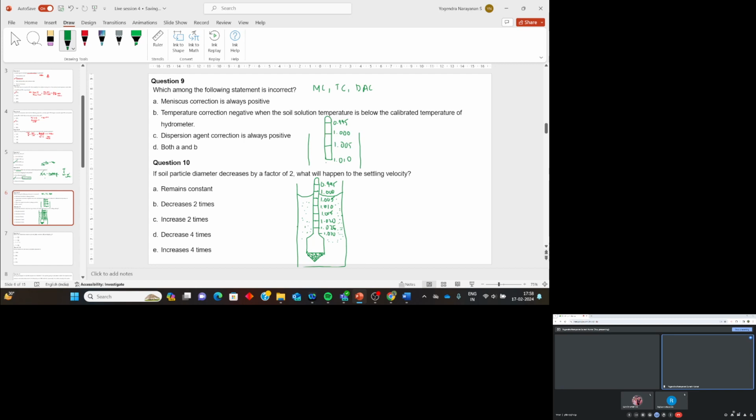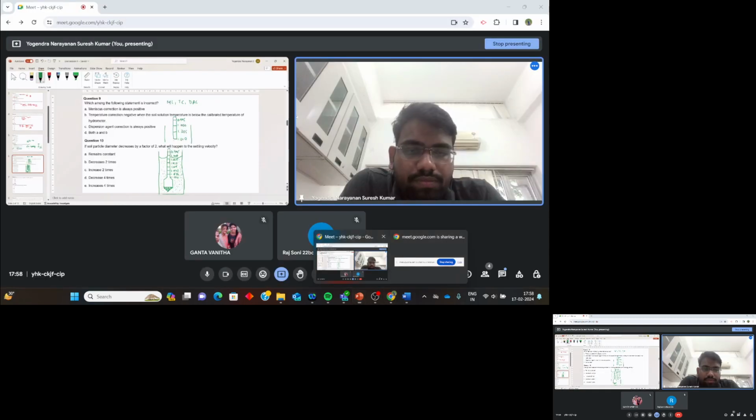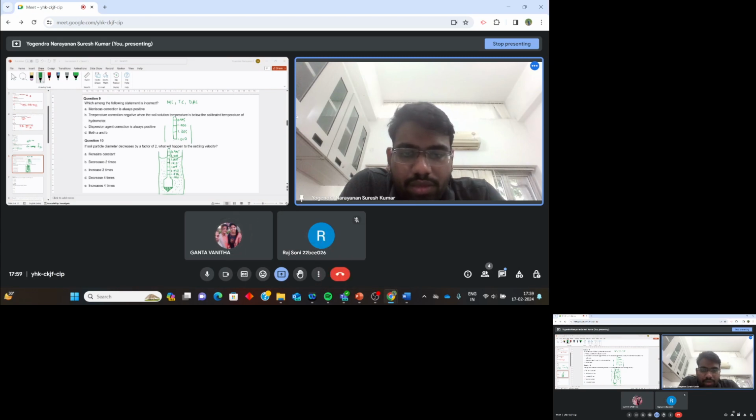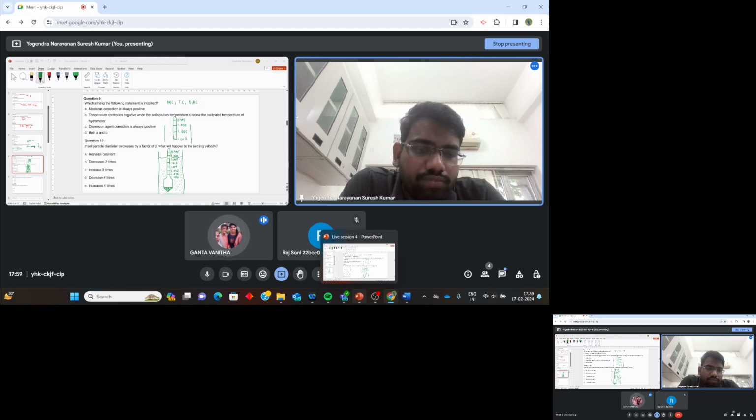Now we are concentrating only on the display of hydrometer, right? When the soil particle settles, the hydrometer also settles down. Fine, this is the working principle of hydrometer. Am I clear? If you are noting down, you can note it down afterwards. So please respond now. Okay, sir. Are you able to understand? Yes, sir, understand.